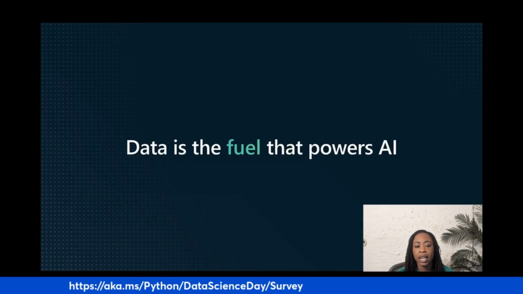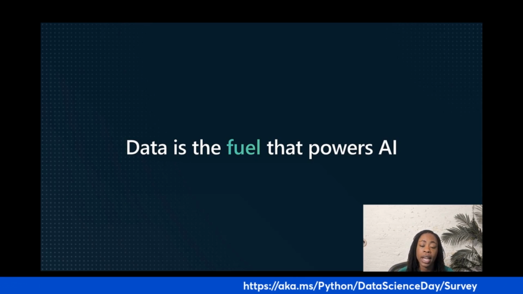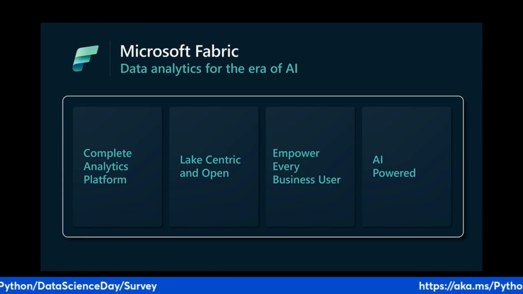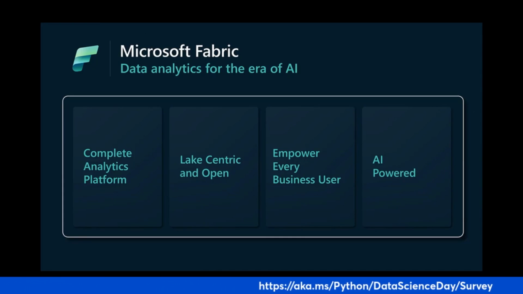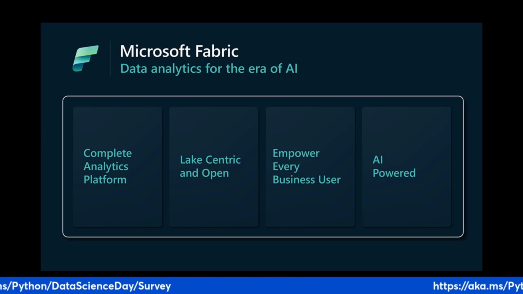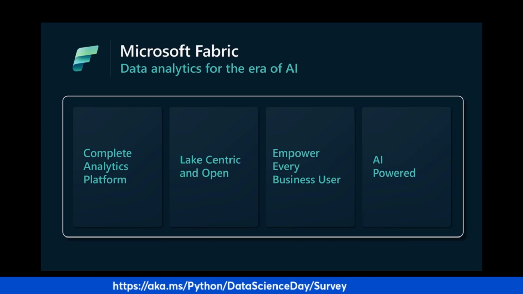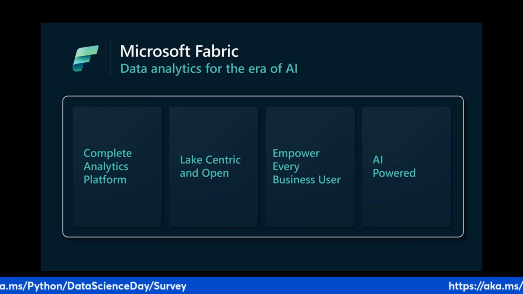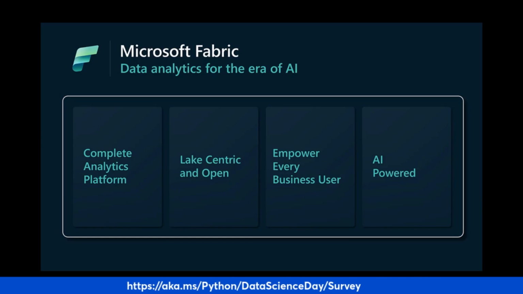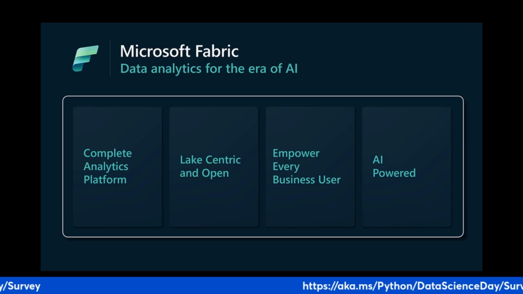Because we know that AI is rapidly changing the world, but it's data that's the fuel that powers AI. So getting data ready for the era of AI has become critically important for every organization. And Microsoft makes it easy for your data to be AI ready with a unified analytics platform that is Lake-centric and open for everyone in the entire organization, which also empowers every business user to be able to use this data in the way that is intended to be used and for the people that it's intended to be used for and with. And finally, it's AI powered. So there are AI capabilities built and baked right into Fabric, essentially helping you accelerate your AI journey and your data journey.